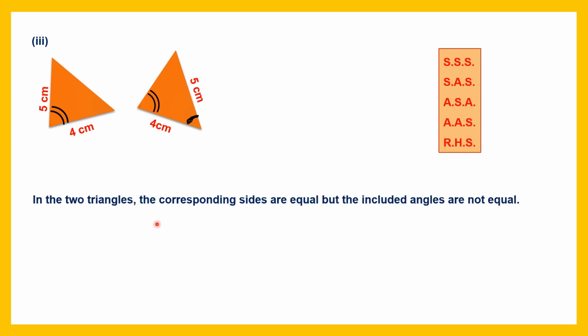So in the two triangles, the corresponding sides are equal, but the included angles are not equal. Here we have an included angle. Here we don't know whether there is an included angle, as the measurement is not given to us. So we don't know about that. So in this case, we say that the given triangles are not congruent.